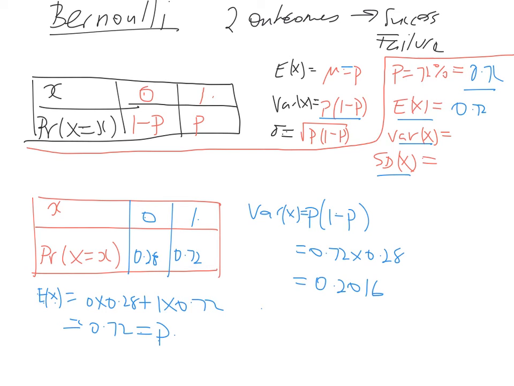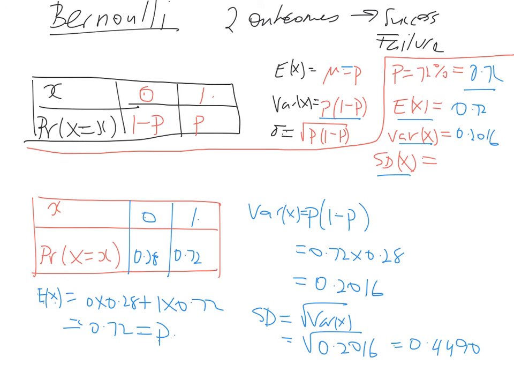Okay, finally, the standard deviation is the square root of your variance. So that is the square root of 0.2016, and we end up with 0.4490 to 4 decimal places. So the variance is 0.2016 and the standard deviation is 0.4490. So that's how we go about calculating expected value and variance, how we put together a table, and also how we find standard deviation.